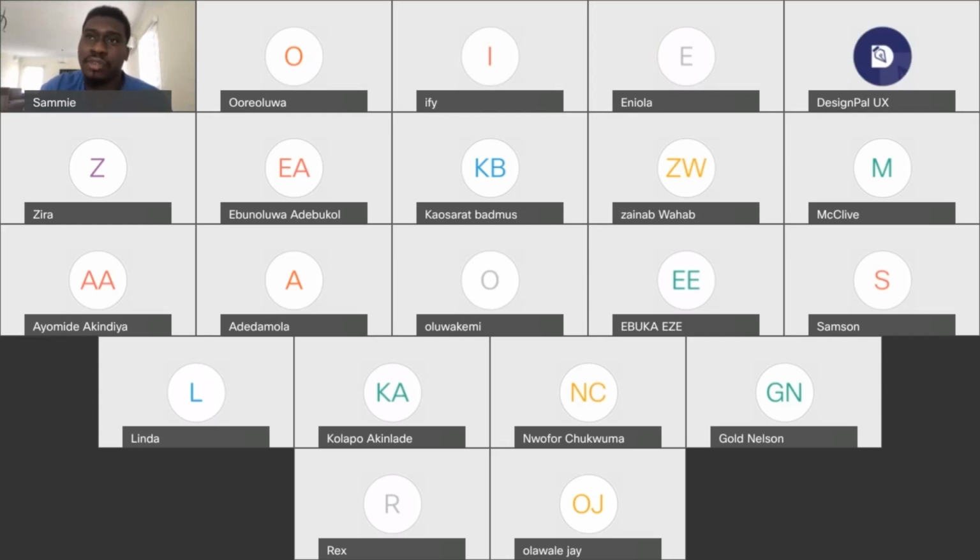Now, design has different ways. There are some designs that require you to build user flows. There are some designs that require you to build experience maps. There are some designs that just require you to sketch. And there are some designs that just require you to do wireframes. Now, it's not a must that you do all of them. You just need to look at the problem you're trying to solve and build them respectively.